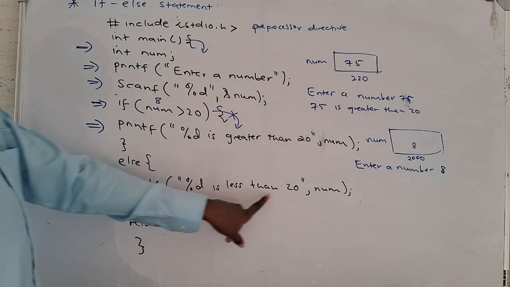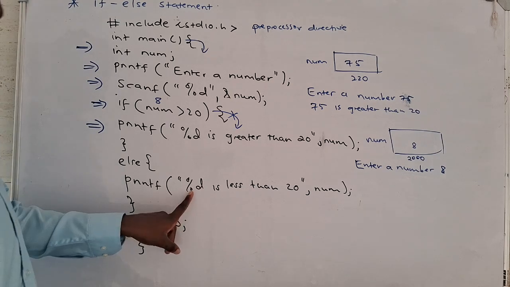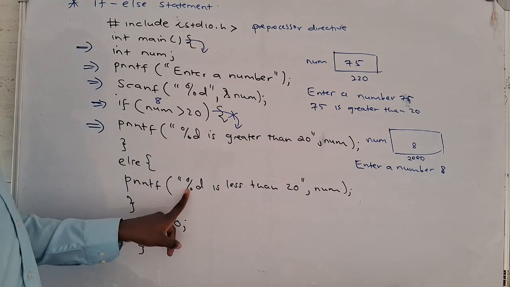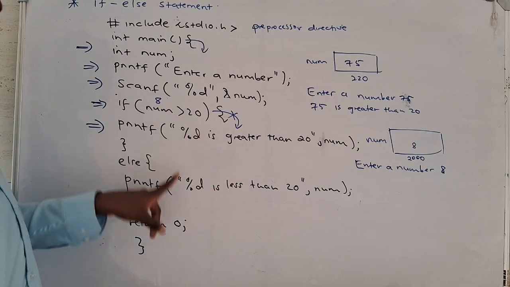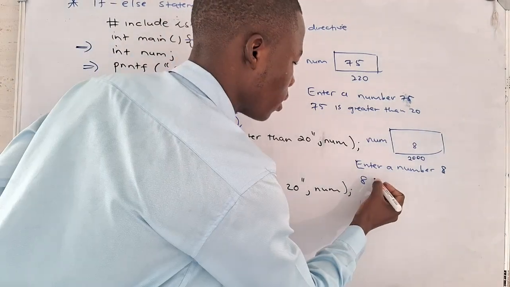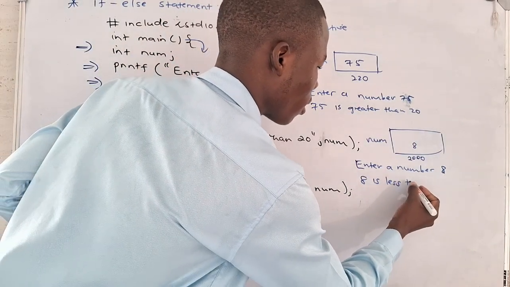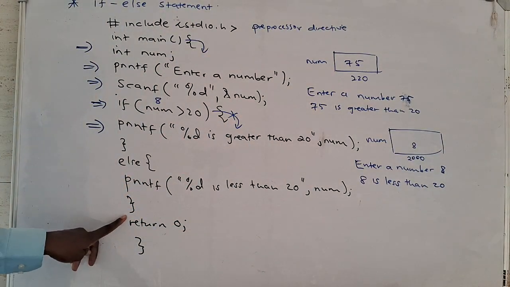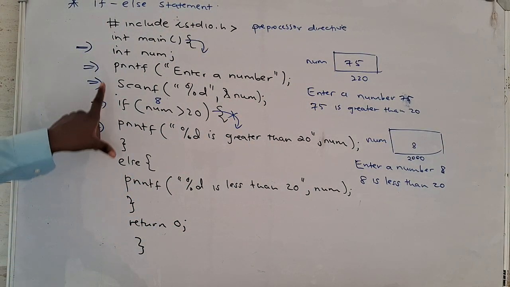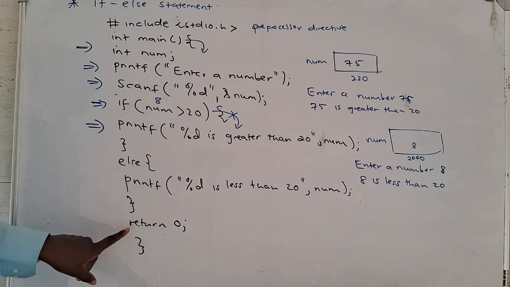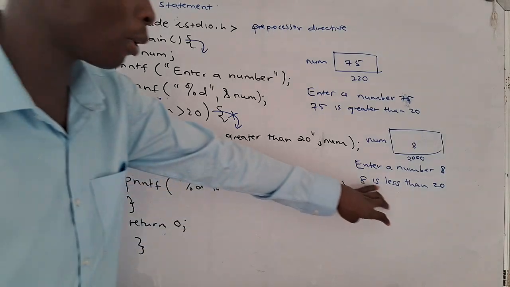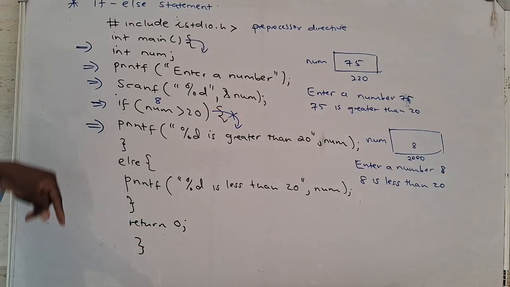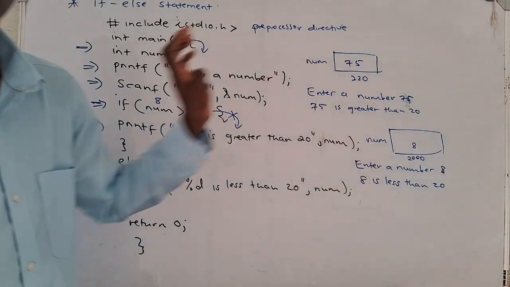Let's check in the else block. printf %d is less than 20. Instead of %d, the integer stored in num is going to be printed. What is the integer now? It is 8. So 8 is less than 20 is going to be printed. Let's say you have a statement now after this if else block, like printf you have a good day. It means printf you have a good day will come. In this case, we don't have any statement after this if else. So this will be the output.